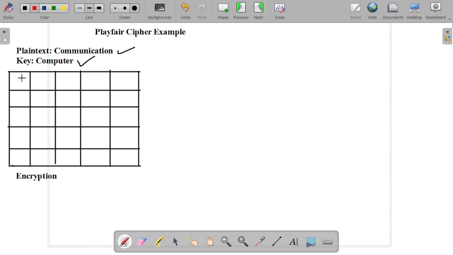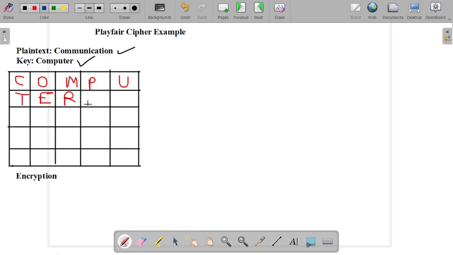So in the given key, computer is there, and we need to put all its characters in our 5 by 5 Playfair matrix. After that, we have to write the alphabet from A to Z, but whatever characters are already covered in the key, we have to exclude from the alphabet.